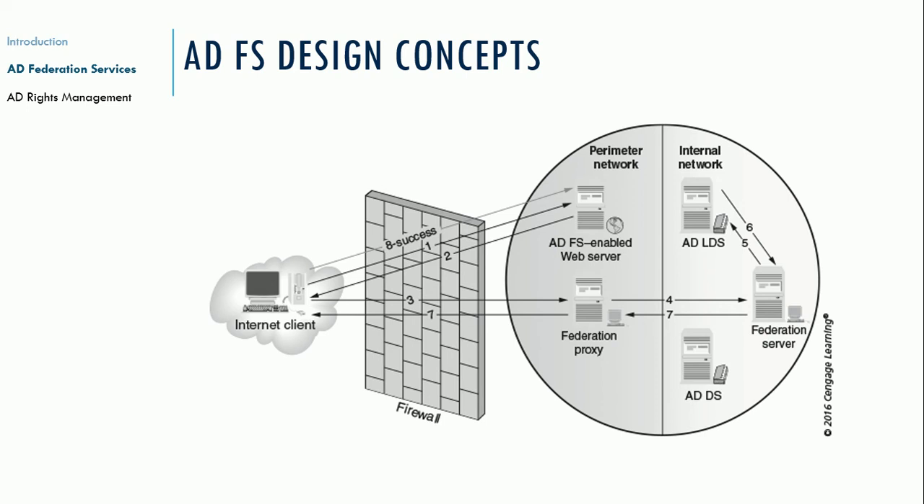You can almost think of the perimeter network as the vestibule in the building, right? It's the lobby. Anybody can walk into the lobby, but you have to be especially trusted in order to get from the lobby into the inner sanctum of the building.